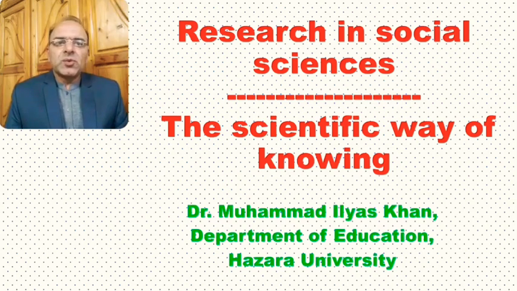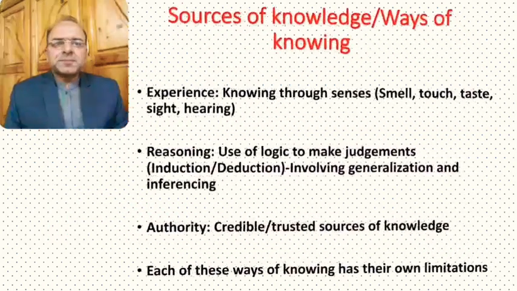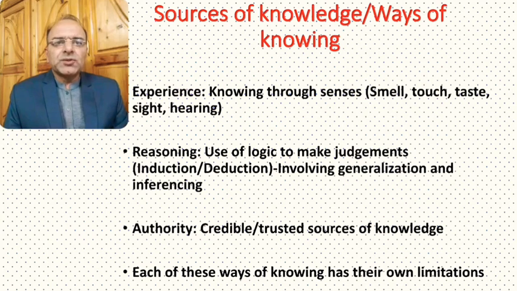As we know, there are different ways of knowing, so let us begin with an initial understanding of the different ways in which we acquire knowledge about social phenomena. And so the sources of knowledge, or the ways of knowing: there are different ways and different sources of knowledge that have been identified by researchers, and these include experience, reasoning, and authority as some of the most prominent sources of knowledge.